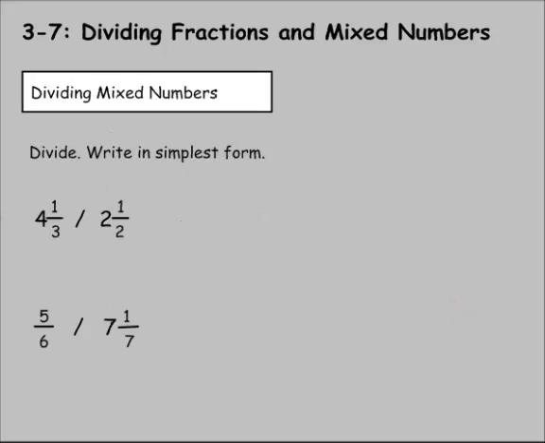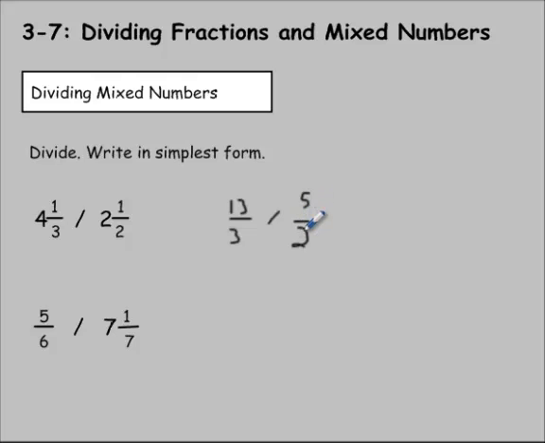Now let's do some mixed numbers. So same thing as last time, we convert these into improper fractions. So 4 times 3 is 12, plus 1 is 13. 13 over 3 divided by 2 times 2 is 4, plus 1 is 5. 5 over 2. So never make this the reciprocal. Always only do the second one.